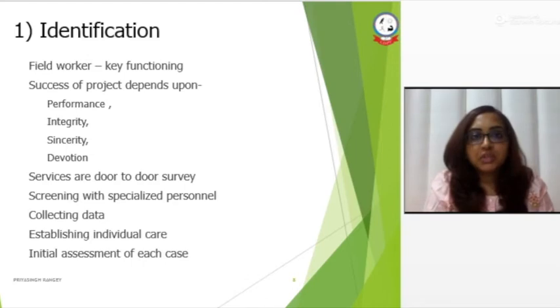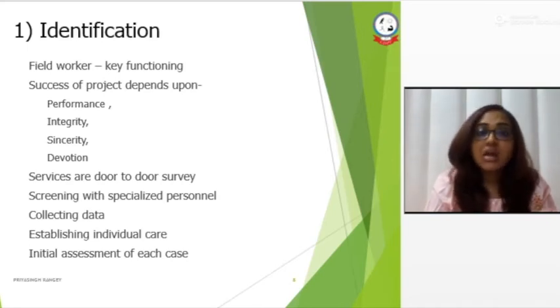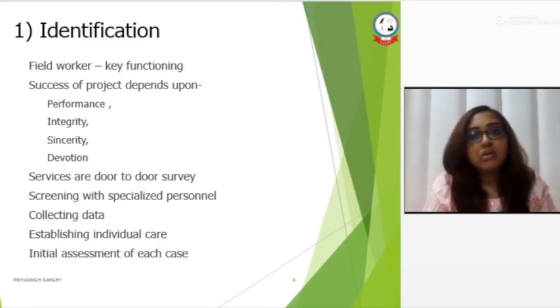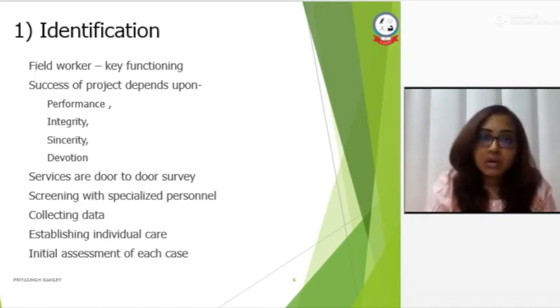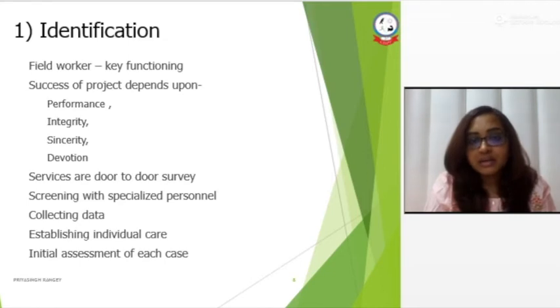Identification of the different patients. The field worker here plays the key function when we are talking about extension services, because it is the field worker who performs the main task of identifying certain diseases, identifying potential patients. And the success of any extension service project is going to depend on the performance, the integrity, the sincerity, and the devotion of the field worker. If the field worker is not devoted to this task, the extension service will not be able to avail the advantages or the benefits that it was planned to do.